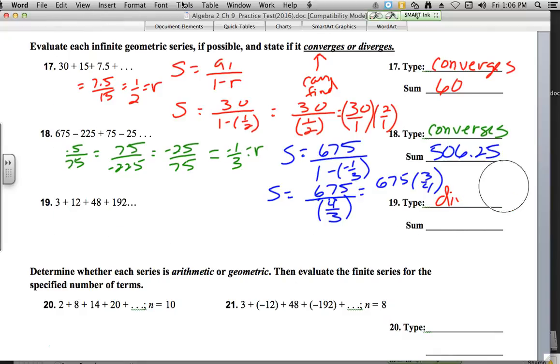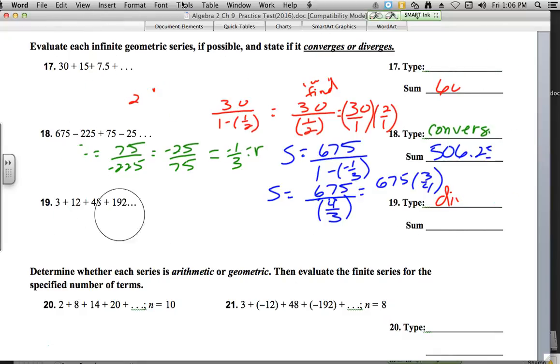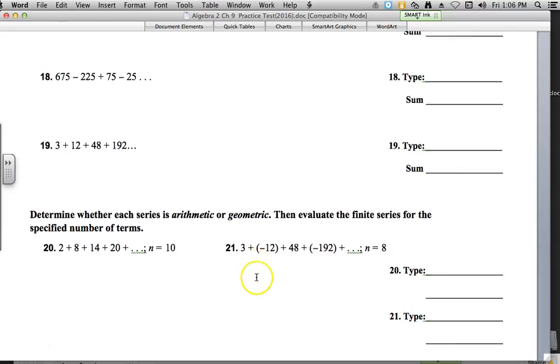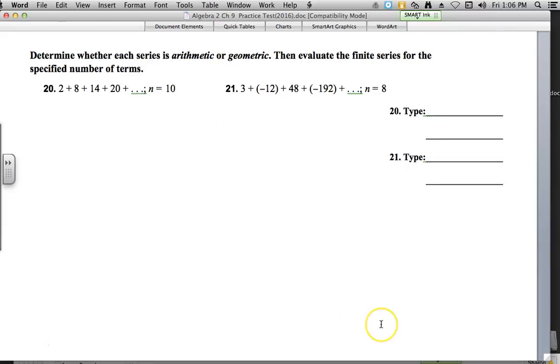That's because it's going to continue to grow and grow and grow. And if you think you found the last term, you're wrong, because there'll be another last term when you find the next one. Now, 20 and 21, go ahead and pause the video and give those a try.